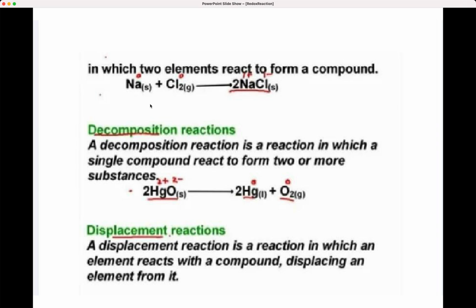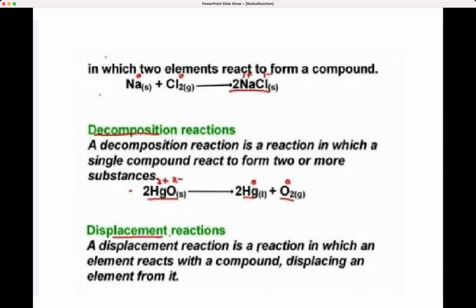And here what happens is that in a decomposition reaction, a single compound will react to form two or more substances, HgO. Oxygen's oxidation state is always -2, and here for mercury it is +2, because the total when you add it up should be 0. So you get Hg and oxygen, both are 0, and two substances are formed here. And here a combination reaction, when sodium and chlorine combine to form sodium chloride.